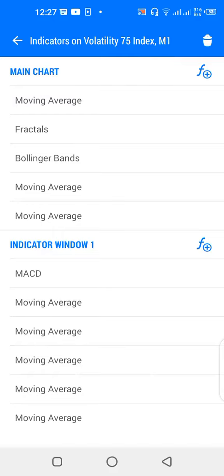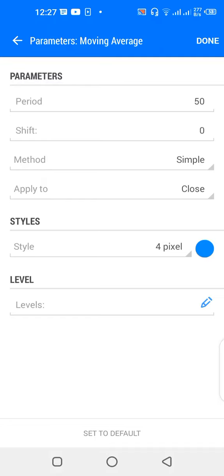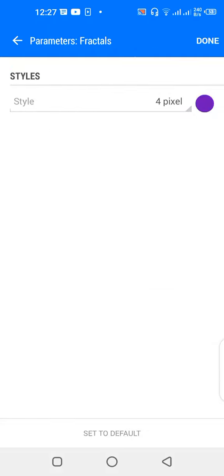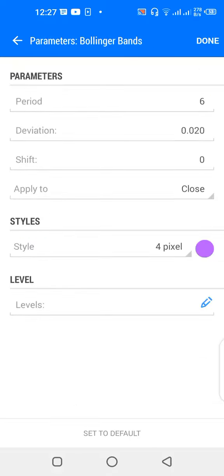I have a moving average. The period for this particular moving average is 50. The shift is 0. Method is simple. Apply to close, and the color is blue. I also have fractals. Then I have Bollinger Bands. The period for the Bollinger Bands is 6. Deviation is 0.020. Shift is 0. Apply to close, and the color is purple.